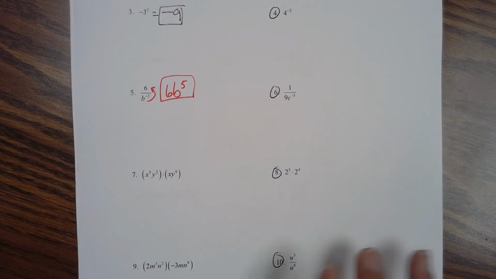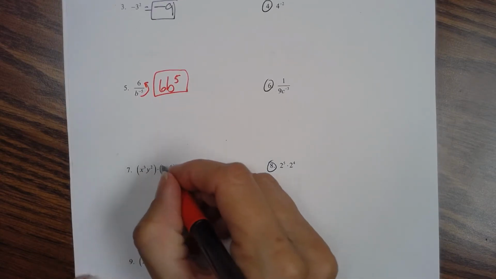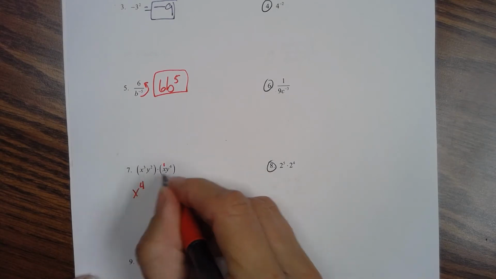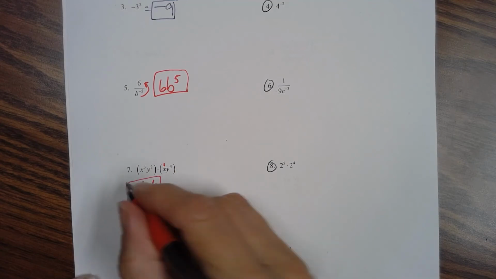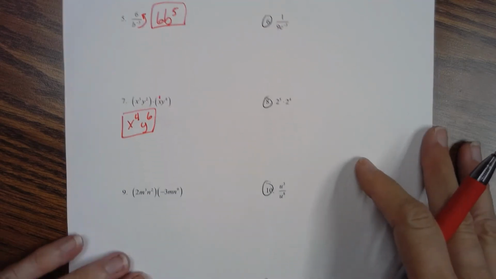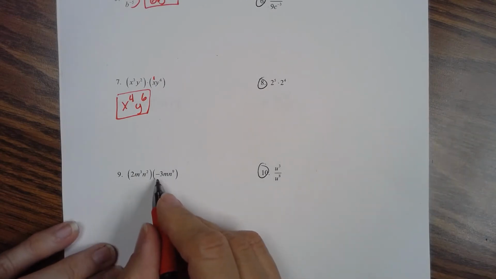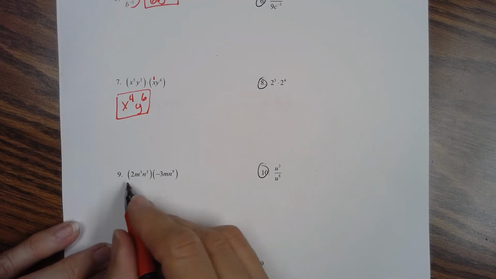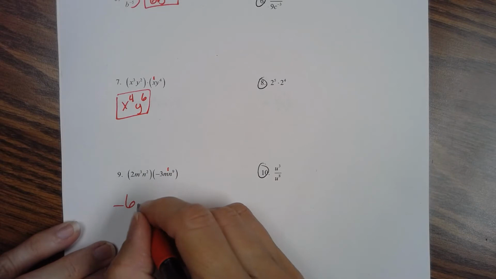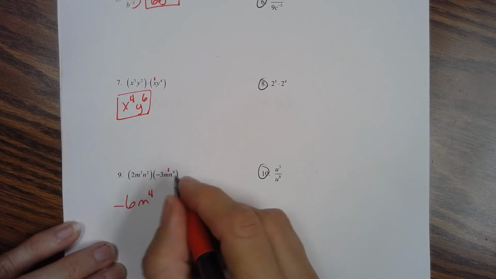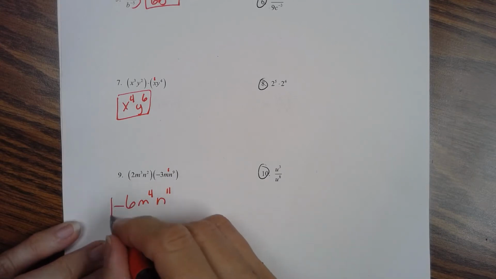On number 7, this is the product rule. When we multiply, we add powers. So x to the 3rd times x is x to the 4th. Y squared times y to the 4th is y to the 6th because we add powers. We keep the base and add the powers. And number 9, we multiply 2 times negative 3. Negative 3 is not an exponent. It does not move. You just multiply 2 times negative 3 and get negative 6. Now m has the power 1, so 3 plus 1 is 4. And n squared times n to the 9th is n to the 11th because 2 plus 9 is 11.